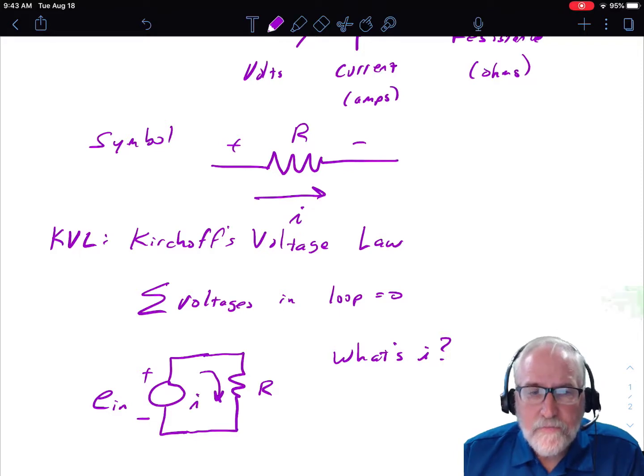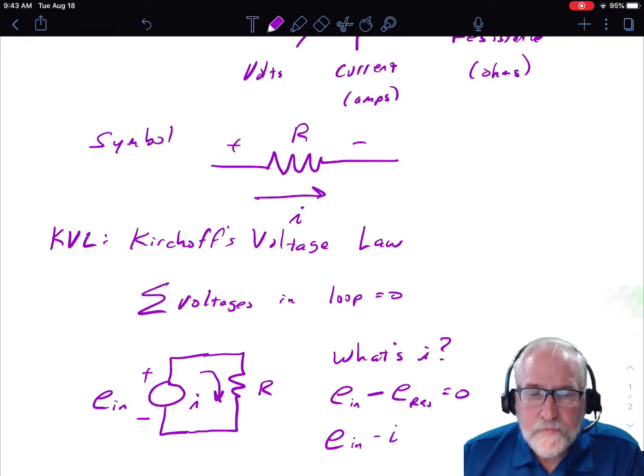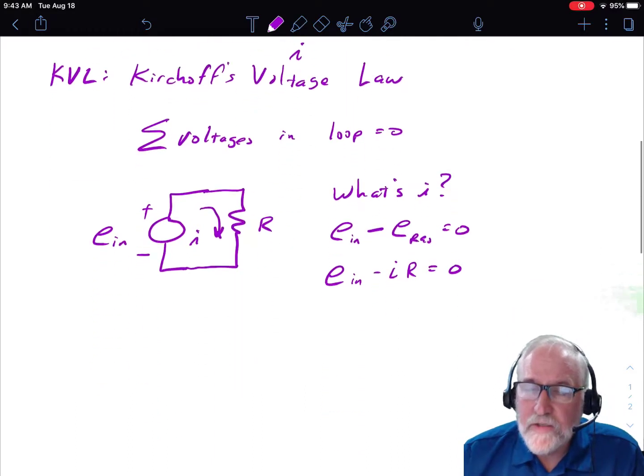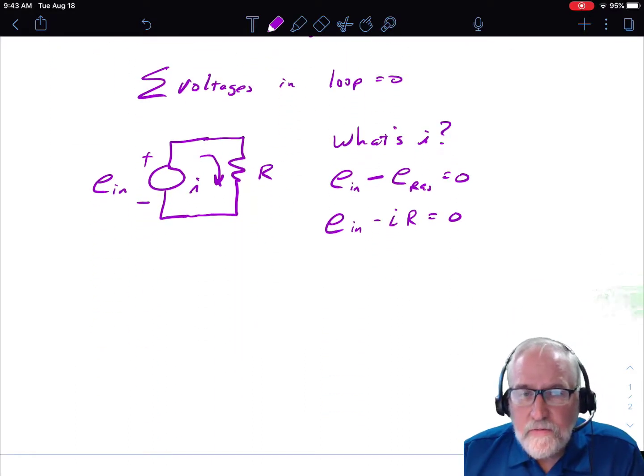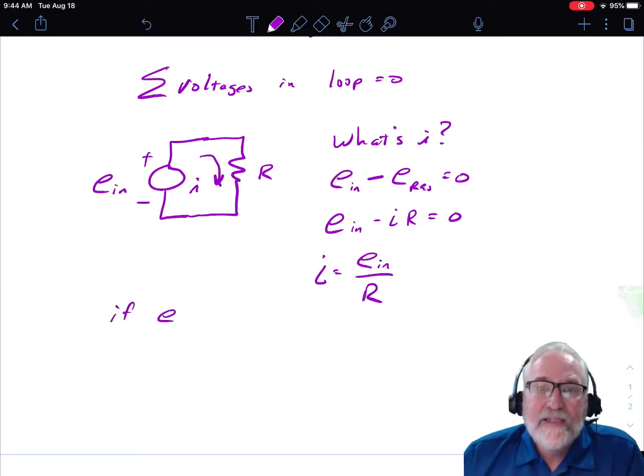So what is that current? Well, we apply Kirchhoff's voltage law and say E minus the voltage drop caused by the resistor is equal to 0, and that voltage drop by Ohm's law is IR. So we have this very simple equation. We can solve for I. It's E over R. And that's it in a nutshell.